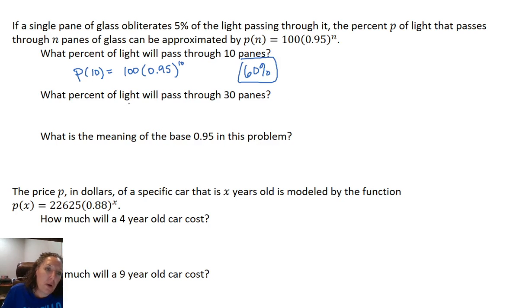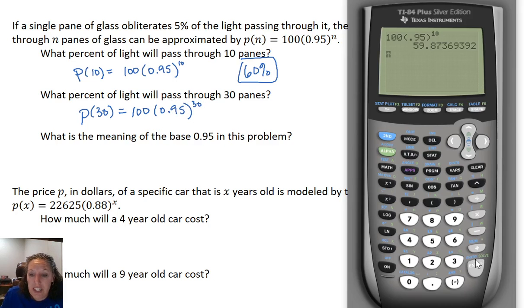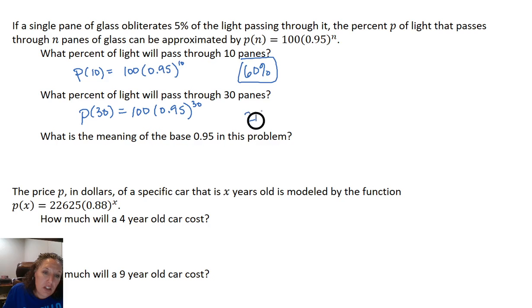All right, what percent of light will pass through 30 panes? We're going to do the exact same thing, just plug in 30 instead of 10. On the calculator, we can do second enter to pull up the last thing we typed in and just change that 10 to a 30. And we get 21.4, 21 and a half. So 21% if we keep rounding to the nearest integer. So 21% of the light is going to make it through all 30 panes.